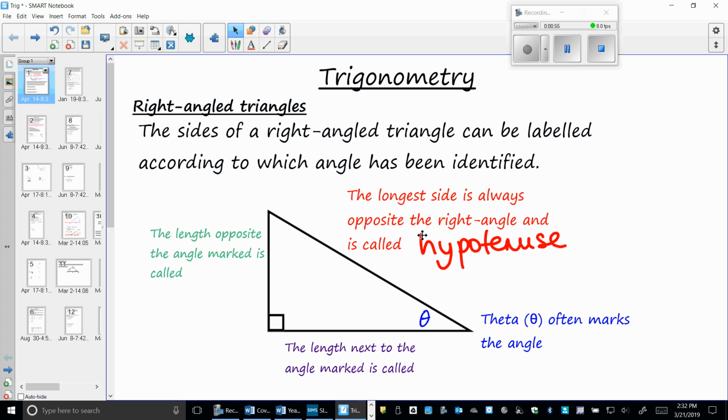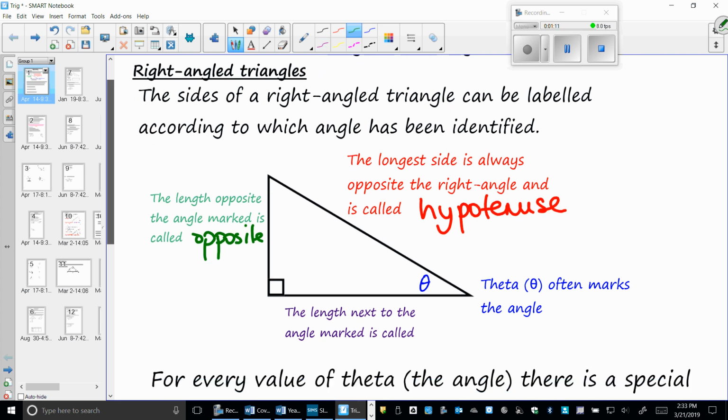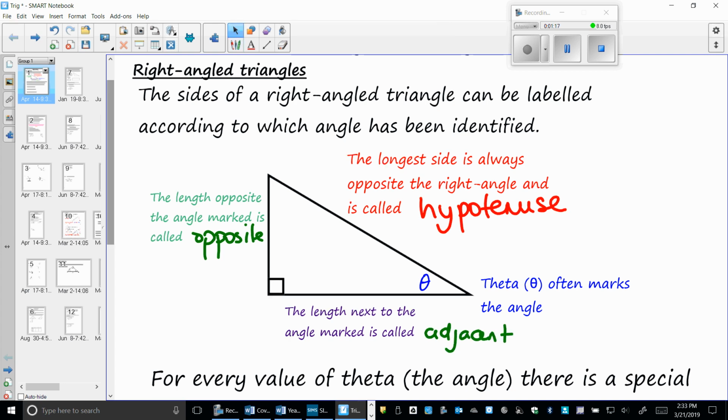So if this is the angle they've marked, or we need to find, then this side is called the what? Opposite. Nice, because it's opposite. And this one is called the adjacent, because adjacent means next to.